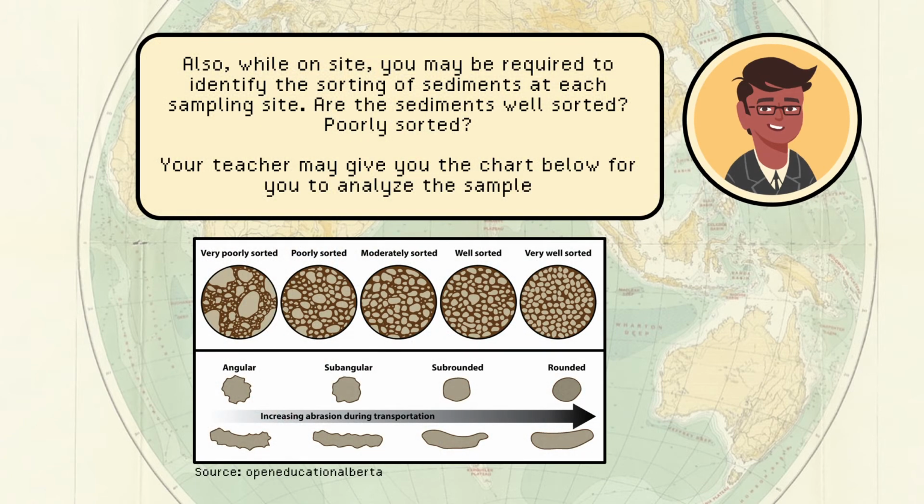Also, while you're on site, you may be required to identify the sorting of sediments at each sampling site. Are these sediments well sorted? Are these sediments poorly sorted? So you have a picture here. Your teacher may give you a chart below to analyze the sorting of sediments, and you can use this to analyze the sediments that you have collected, whether they are very poorly sorted, moderately sorted, or very well sorted. This can tell you about the type of sediments that are found at that particular point across the line of transect.